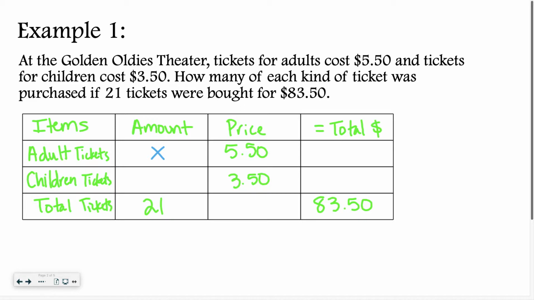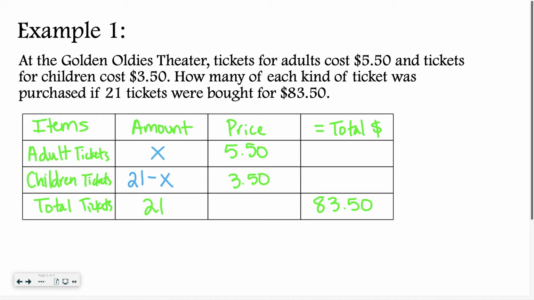So instead, we're still going to use that x. I'm going to take the total number of tickets that were sold, so 21, and subtract the number of adult tickets that were sold, which was x. We didn't know how many adult tickets were sold, so we put x. We don't know how many children tickets were sold, so I take the grand total number of tickets sold and subtract the number of adult tickets in order to find the number of children tickets.